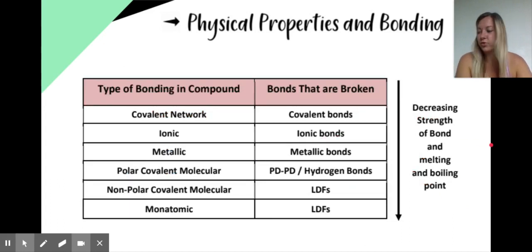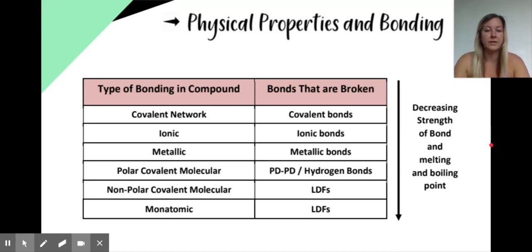Now, in your notes, you have this really handy table which tells you if you have this type of bonding in a compound, here are the bonds that are broken. And it's decreasing strength of bond and melting and boiling points. It starts off with the strongest bonds and then slowly goes down until we get to LDFs at the bottom. So covalent networks, I told you earlier, that's a wee exception. When we try to melt a covalent network, it is the covalent bonds that we are trying to break here, but that's the only exception.